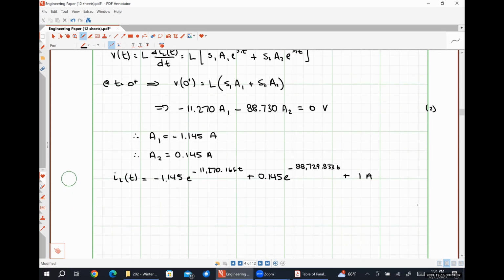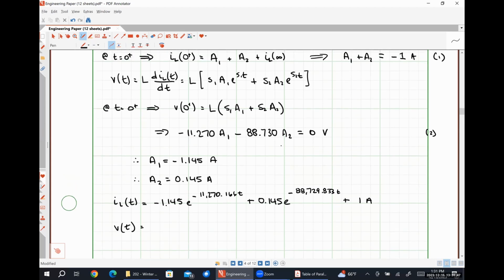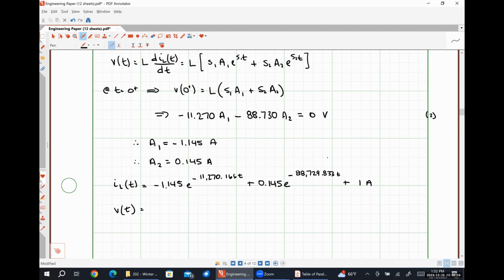To find my inductor voltage, V of T, I'm simply going to substitute in the value that I got for A1 and the value that I got for A2 into this expression, right? So my first coefficient is going to be L times S1 times A1. So that's 1 times 10 to the minus 3 times S1, which I have stored in my calculator as C, times A1, which is stored in my calculator as X. And I get 12.9099. So let's call that 12.910 e to the negative 11,270.166 T.